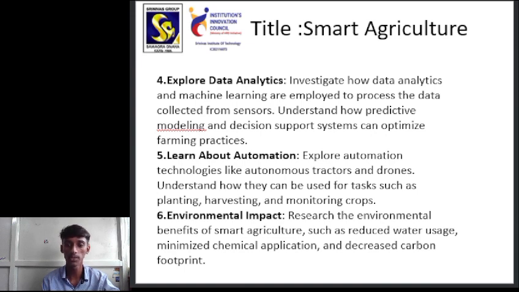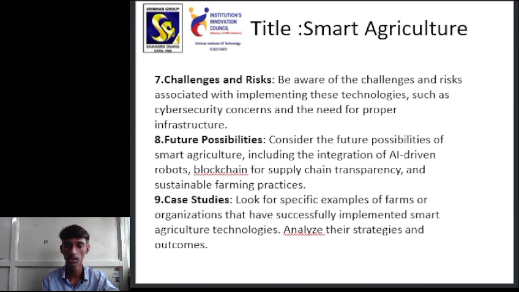Learn about automation. Explore automation technologies like autonomous tractors and drones. Understand how they can be used for tasks such as planting, harvesting, and monitoring crops. Research the environmental benefits of smart agriculture, such as reduced water usage, minimized chemical application, and decreased carbon footprints.